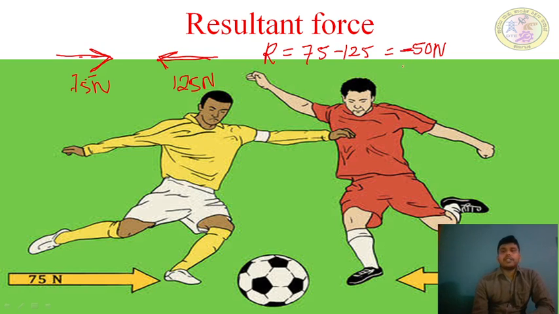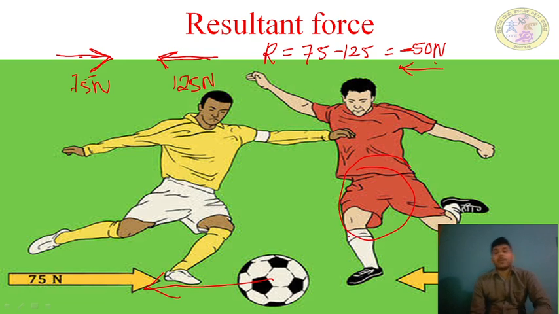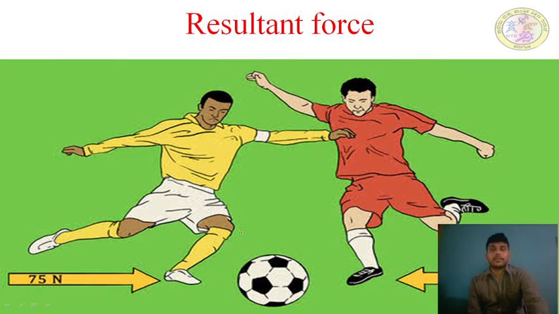Minus 50 in the sense that the direction of the resultant will be towards the left side. The ball here moves in the left side direction after both of them kick the ball simultaneously with 75 Newton and 125 Newton. Here this person has a higher magnitude of force, and the ball moves in the direction of the higher magnitude force. I hope you understood how to calculate the simple resultant force in collinear or parallel forces, which are in the same direction or opposite direction.